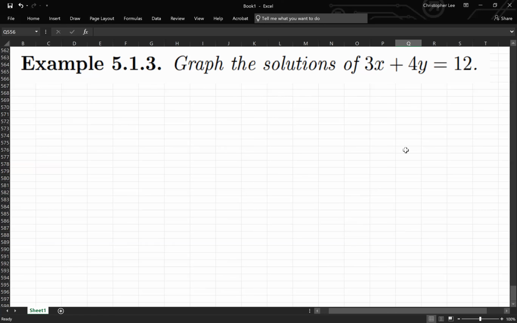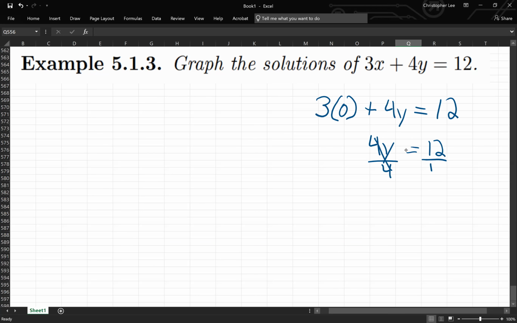So just for the recording, I'm just going to recreate what you did. You plugged in 0 for x in 3x plus 4y is equal to 12. Then you had 4y is equal to 12. Then you divided by 4. So you got y is equal to 3. So we found when x is 0, y is 3. All right, go ahead. Your turn.